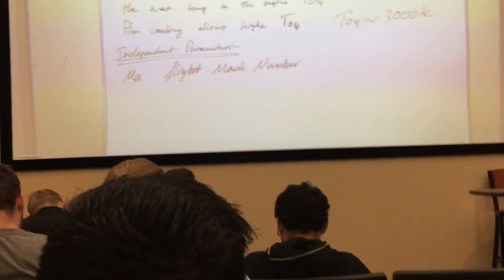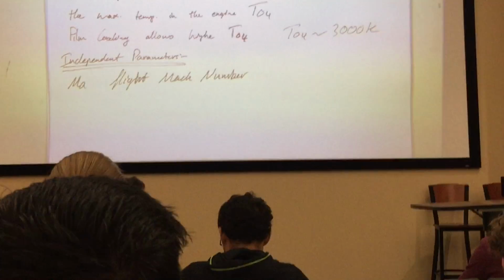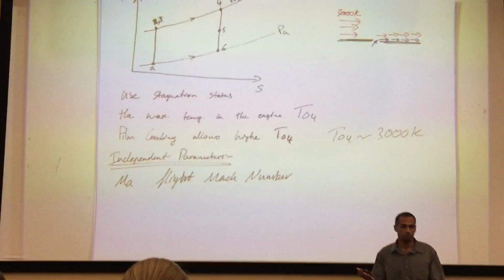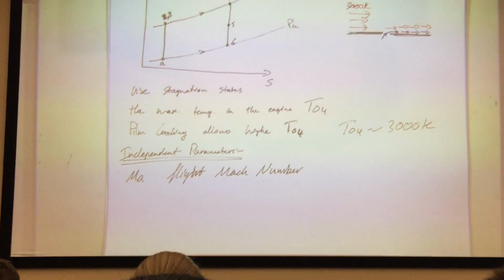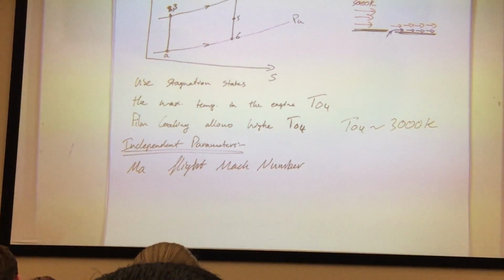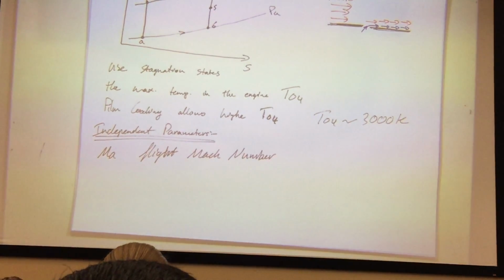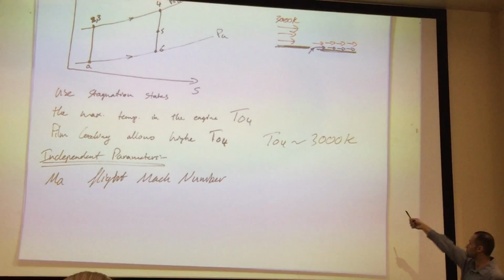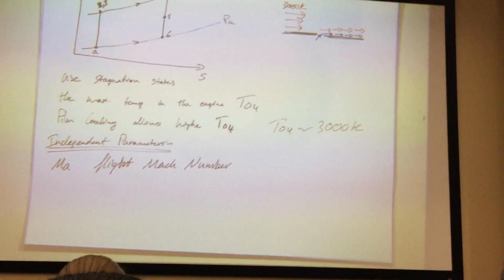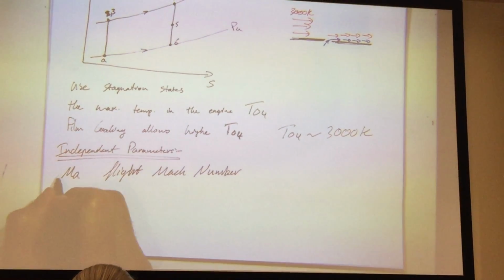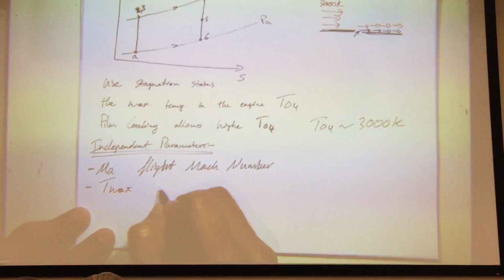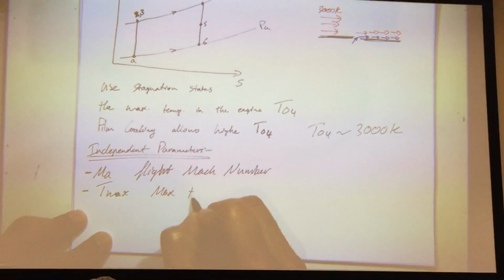That's something that you as a designer are deciding: I want this flight Mach number for my aircraft at these speeds or at these altitude conditions. Again, as a propulsion engineer, you're also deciding based on film cooling aspects what is my maximum temperature through my engine. So these are anchor points. These are very critical points that determine the whole engine. T max, max temperature.